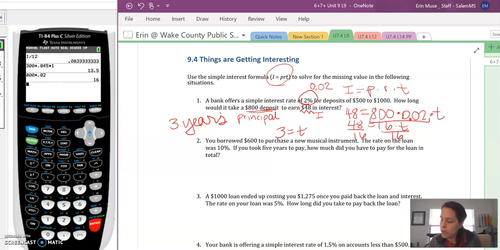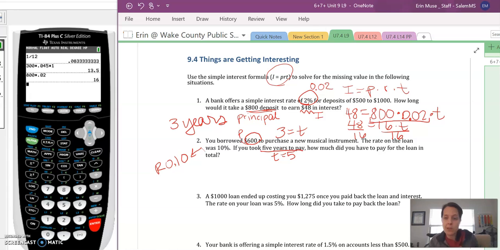For number 2, you borrowed $600 to purchase a new musical instrument. The rate on the loan was 10%. So I'm going to go back real quick. Borrowed this much, that is your principal. The rate was 10%, so there's my R, and I'm going to write it as a decimal. If it took you 5 years to pay, so there's my time, and it was given to me in years, so I don't have to do any conversions. How much did it take, or how much did you have to pay for the loan in total?